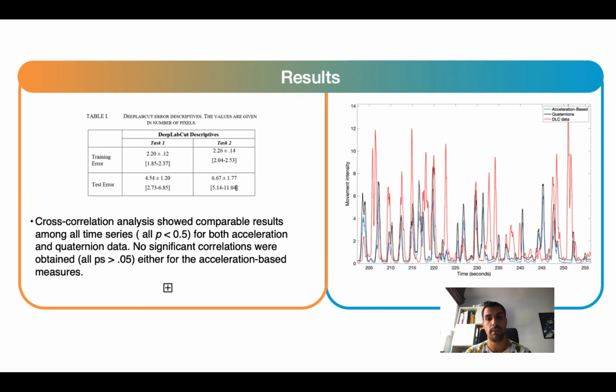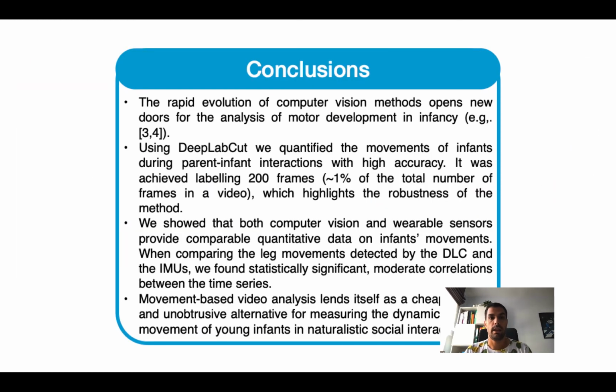And we found a moderate to high correlation between DLC and both quaternion and acceleration-based data, but no significance when the data was shuffled. We wanted to see if those correlations arose by chance, and those correlations disappeared when that happened. So what we see is that there is a good agreement between computer vision and sensor data.